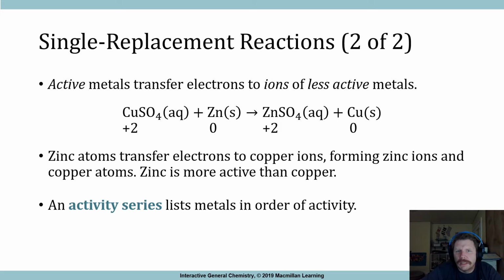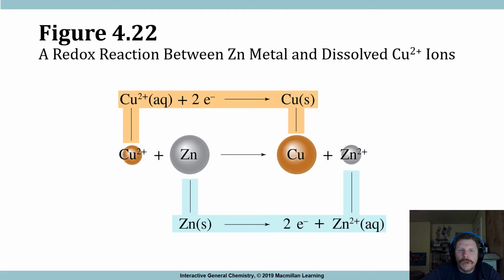Copper sulfate plus zinc yields zinc sulfate plus solid copper. So what you would have here is the precipitation of solid copper. Zinc atoms transfer electrons to copper ions, forming zinc ions and copper atoms. Zinc is more active than copper. An activity series lists metals in order of their activity. A redox reaction between zinc metal and dissolved copper ions is effectively what's taking place here.